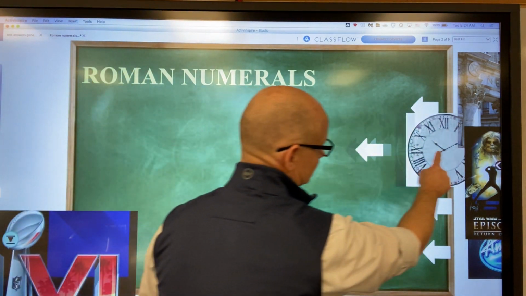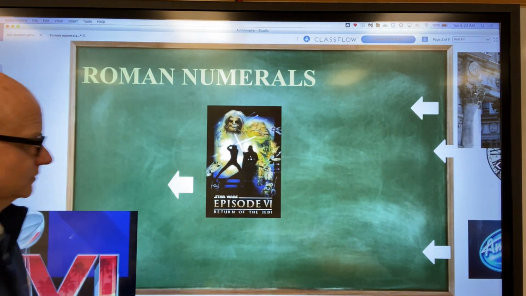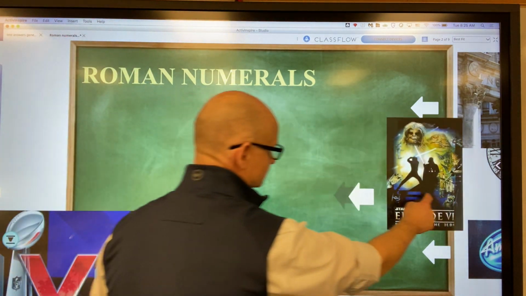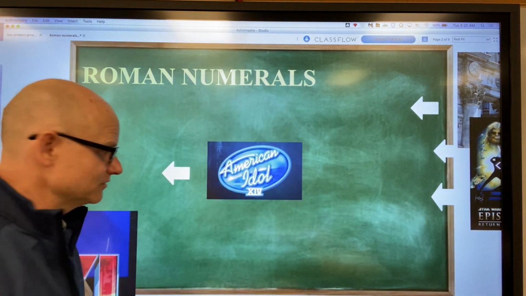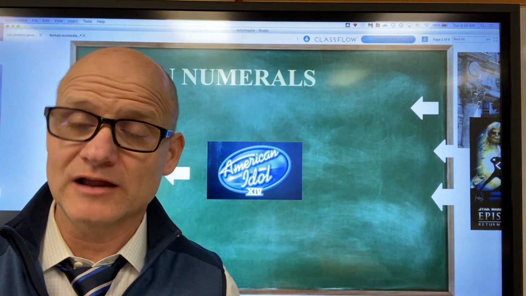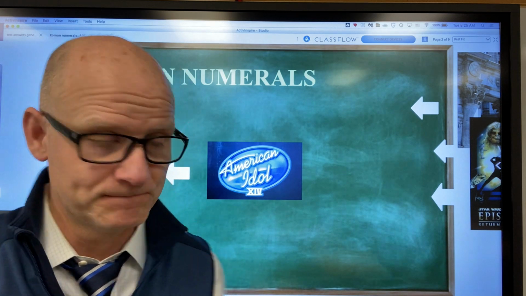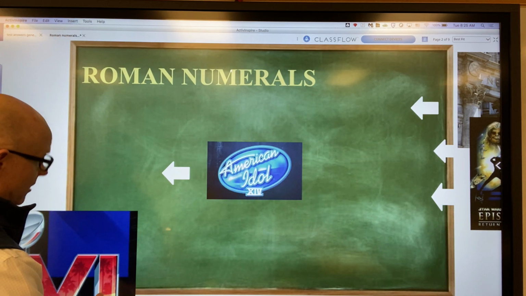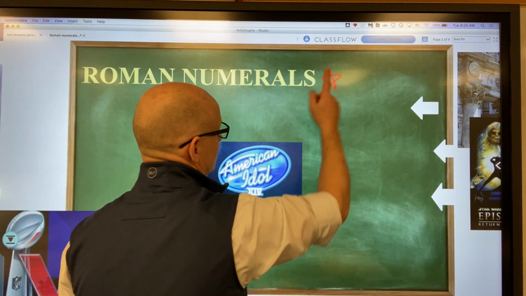You might see them in Star Wars, episode 6. American Idol, that's something that always comes out after the Super Bowl. You might see it in American Idol, and you see them in chapter books too. So they still are present in our everyday life, okay? So hey, like I said, we always take notes wherever you see little red stars or so.